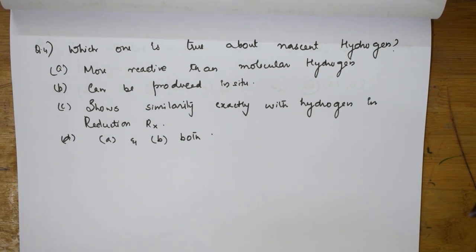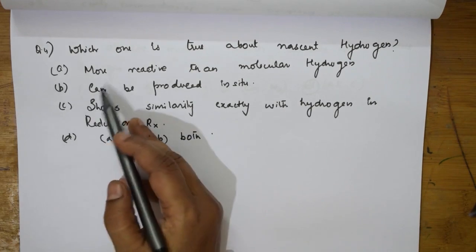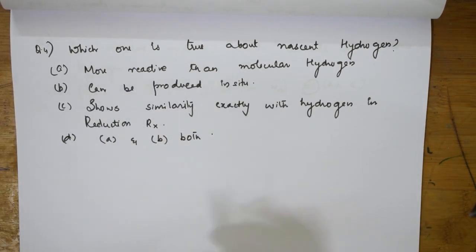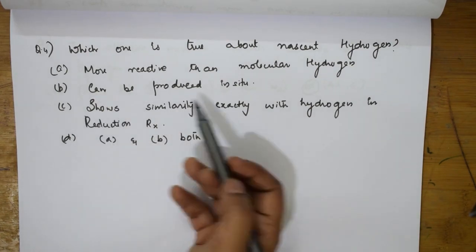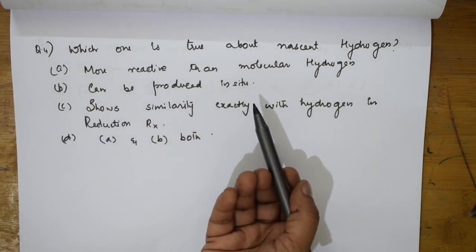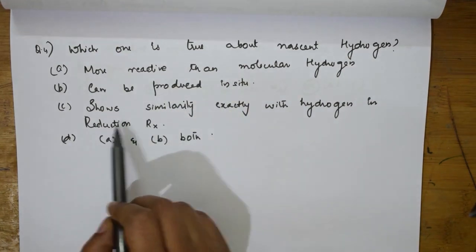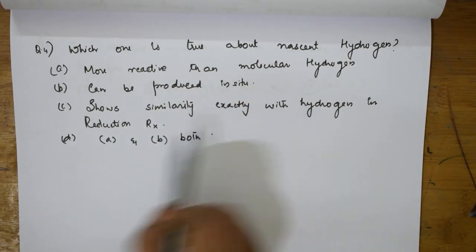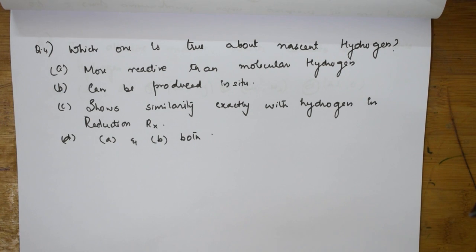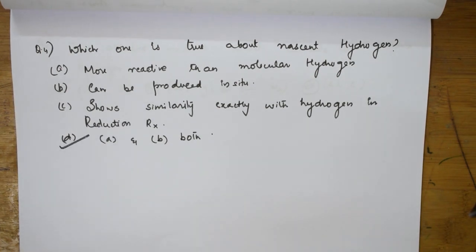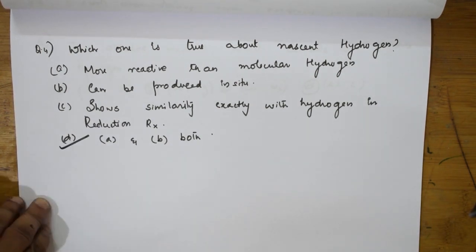So if I have to speak, option A, nascent hydrogen, we very well know it is more reactive than molecular hydrogen. Correct? Right. So the second one, it can be produced in situ. That is a known fact. It can be produced in situ. That is also fine. This is also correct. A and B are correct. Shows similarity exactly with hydrogen in the reduction reaction. Wrong, isn't it? It doesn't show similarity with hydrogen. So the option is the first option, A and B. Both are correct. This is how you're going to reason it. Now let us see one more question.